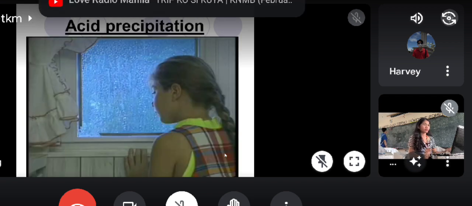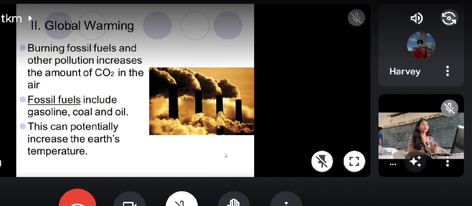First is the geothermal well. Second is acid precipitation. Global warming. Global warming is the burning of fossil fuels and other pollution that increases the amount of CO2 in the air. Second, fossil fuels include gasoline, coal, and oil. And the third one is this can potentially increase the earth's temperatures.